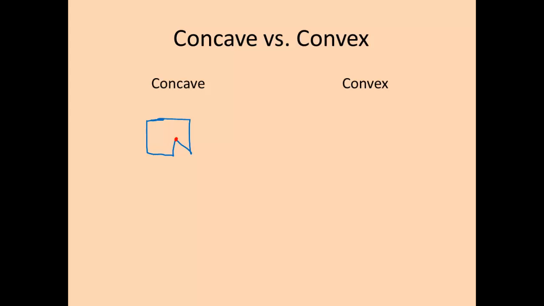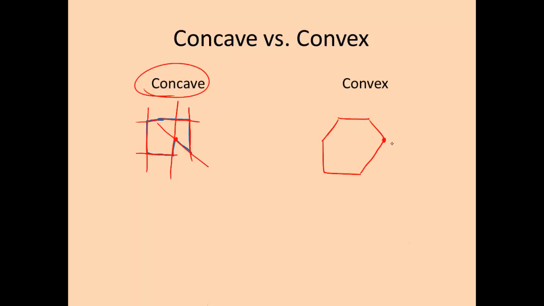Another way to remember this is concave is if you were to draw lines on each of the sides. Do any of the lines enter the polygon? So far, so good until I draw this line. And this line goes through the polygon, and so does this line. This makes it concave.